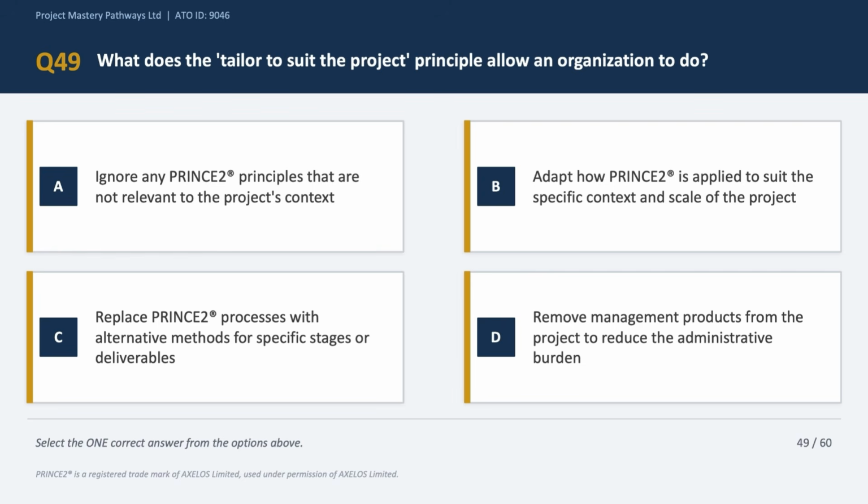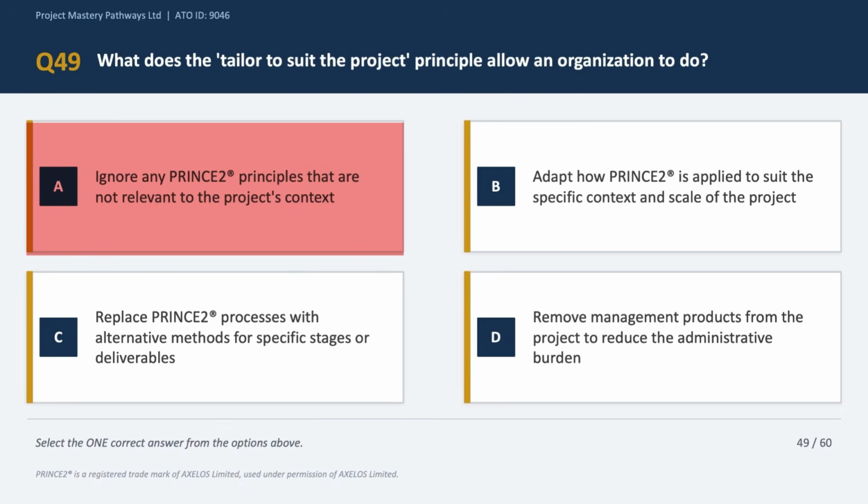Option A says ignore principles if not relevant. Now, this might seem tempting, guys. Okay, but the 7 principles are non-negotiable. All the 7 must always be applied. Okay, plain and simple. You cannot ignore any of them. So we eliminate option A.